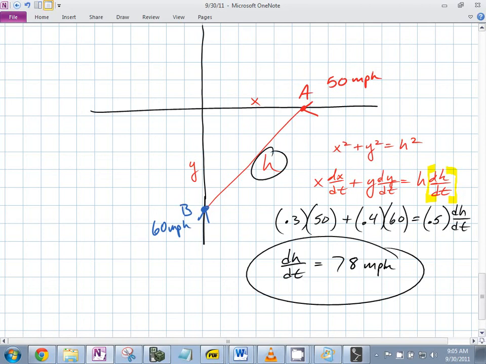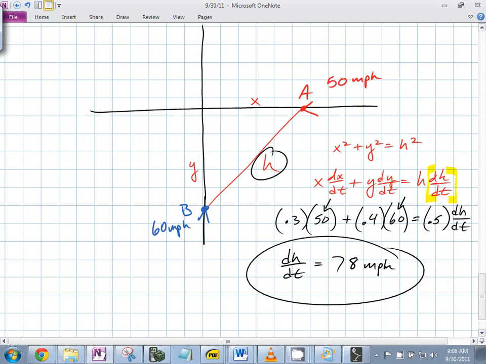Ah, so that's a really good question. I was just thinking about this. This is positive, right? Why is it positive? Well, here's another way to think. The reason this is positive is because we wrote this as 50 and this as 60, and those are going towards each other.